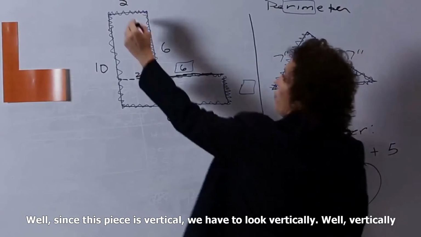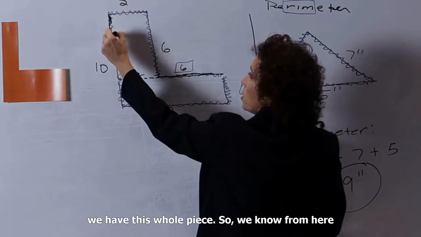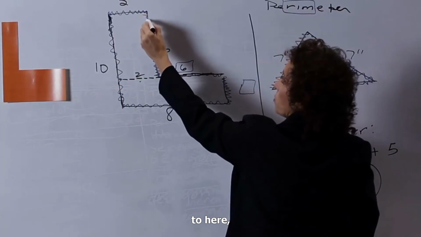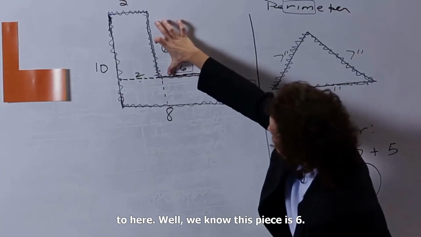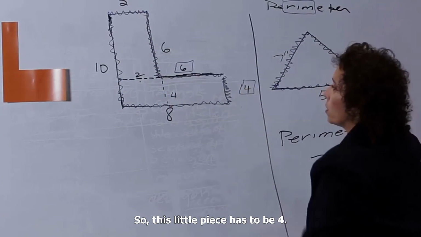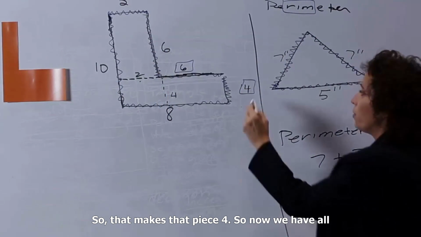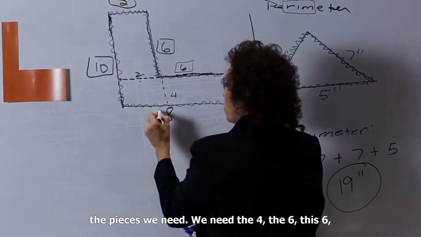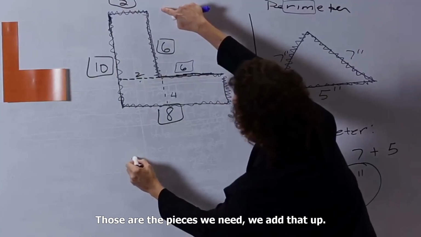Well, since this piece is vertical, we have to look vertically. Well, vertically, we have this whole piece. So we know from here to here, that's 10. So that's the same distance from here to here. Well, we know this piece is 6, so this little piece has to be 4. So that makes that piece 4. So now we have all the pieces we need. We need the 4, the 6, this 2, this 10, this 8. Those are the pieces we need.